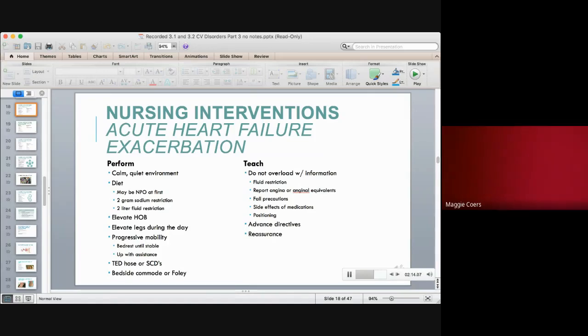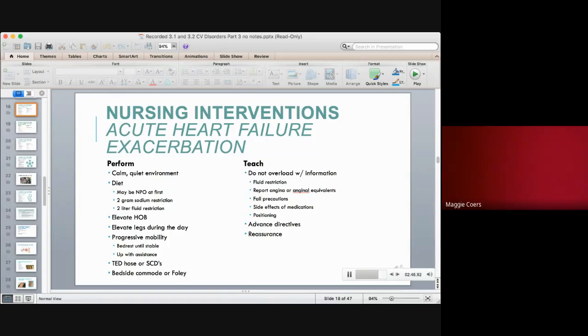In the acute phase, these patients are very, very sick. Okay, patients in acute heart failure or that have had an exacerbation of acute heart failure, they're very sick. So we don't want to overload them with a lot of information. We want to perform these things and we want to monitor. But eventually we do want to start teaching. These things are very important to help the patient not go into exacerbation or lessen the symptoms of the heart failure.